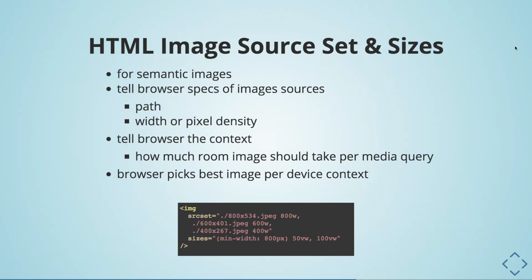So you tell the browser, here is the list of possible images, and you describe them a little bit. Then you tell the browser the context, and you say, if I'm at least 800 pixels, I need an image that fills up 50% of the viewport width. Otherwise, it's going to take up the full width. The browser takes those pieces of information and figures out which image to load to optimize that. It's not an exact thing. You're not prescribing what to use. You're giving hints to the browser, additional context for it to figure out which image best matches the user's device.